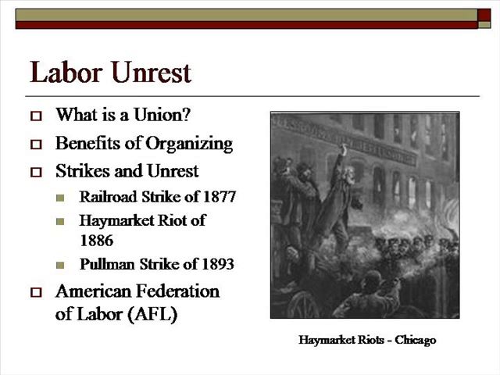And one of the most important unions, which really was powerful even to today, was called the American Federation of Labor, the AFL. And this is an organization that controlled lots and lots of workers and had a lot of pull to try to get them better benefits.